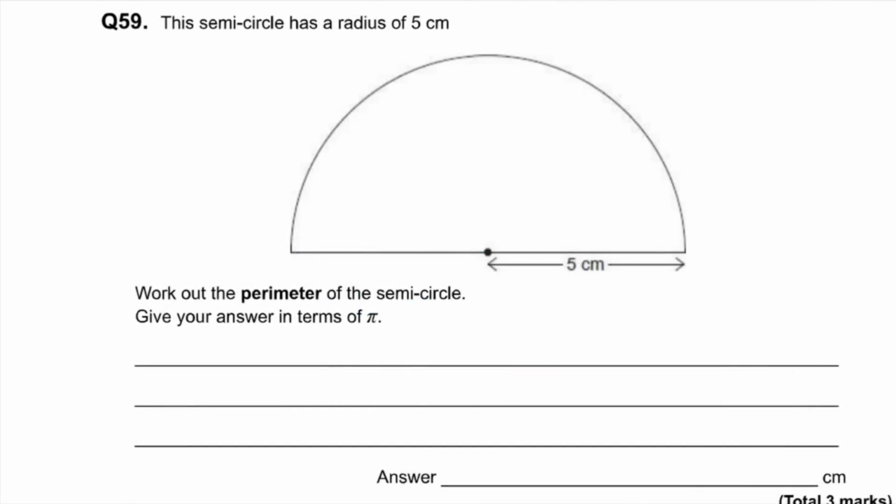Question 59, the semicircle has a radius of 5 centimeters. Work out the perimeter of the semicircle. Give your answer in terms of pi. So exactly the same as the last one. The perimeter is going to be given by a half times 2 pi r. They're going to cancel off. Half and 2 just cancel out. So it's going to be basically pi r, isn't it? Plus the 2 radii, the radius and the radius. So this is the expression for this part, and this is the expression for this part.